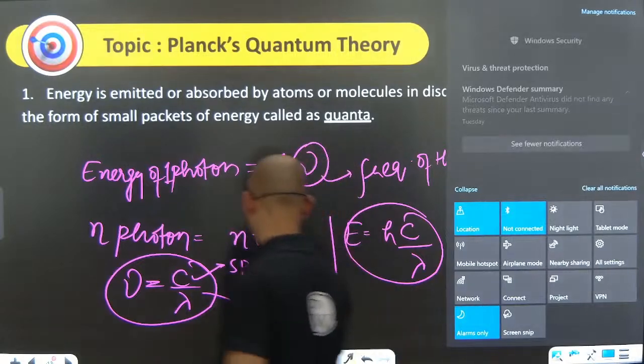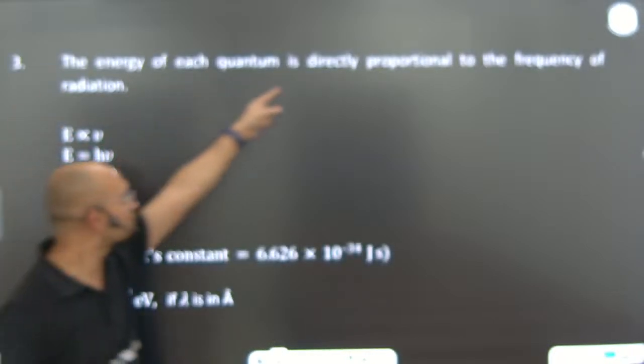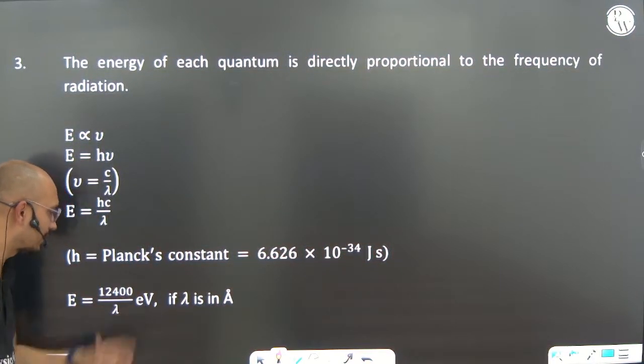These are the things that you have to keep in mind always. Next, in case of light, this quantum is called photon. The energy of each quantum is directly proportional to the frequency of the radiation. I hope you all can see that. We have already studied about it.